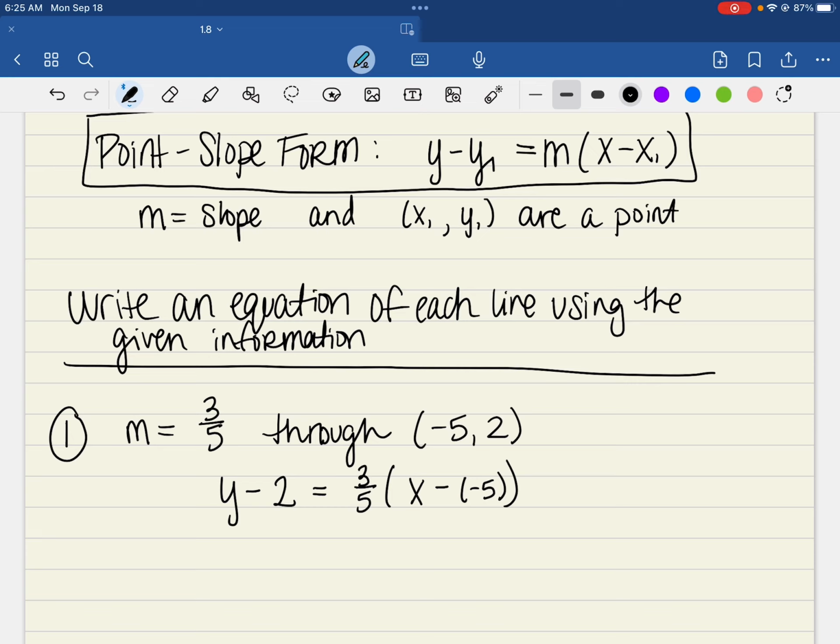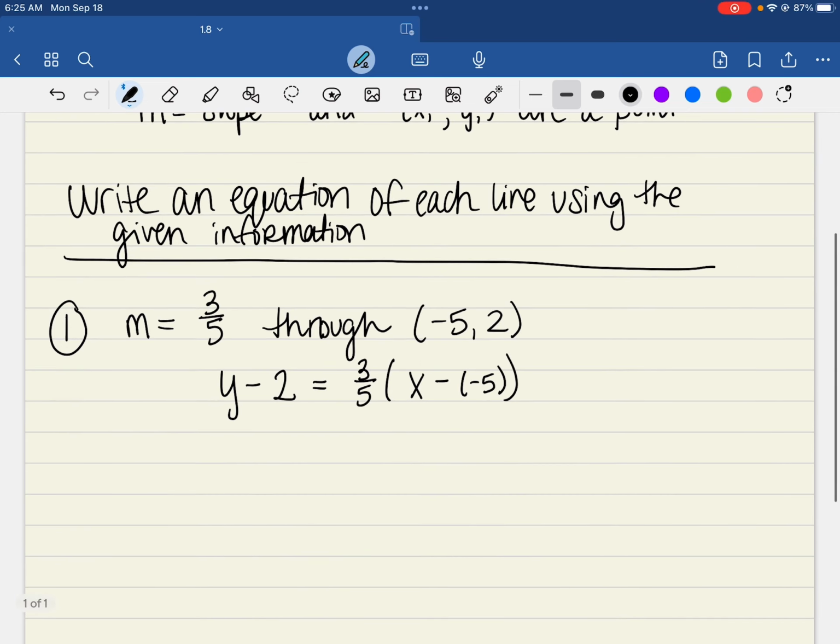Okay, so we've talked about how you have to show your substitution step. Now, in this scenario, I want you to leave it in point slope, but the only thing you would simplify is if you have a double negative. So if you have a double negative, we're going to rewrite it as x plus 5.